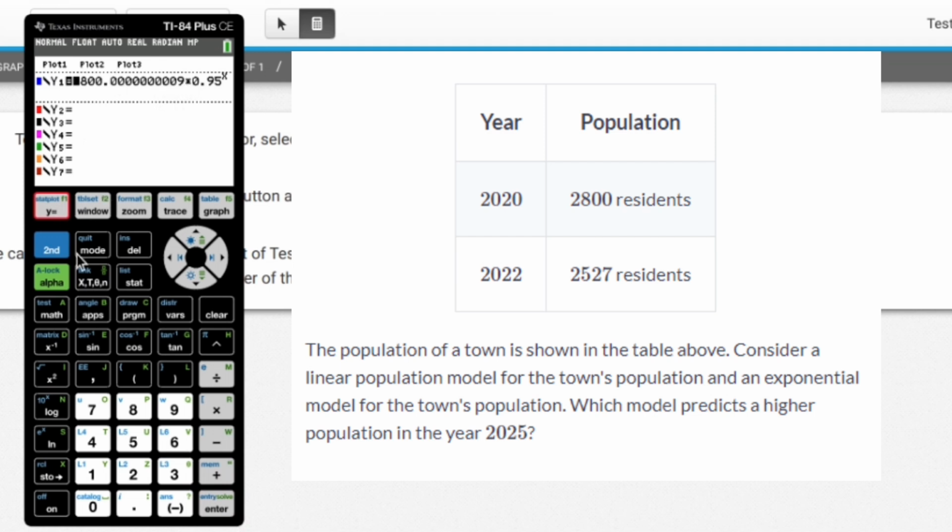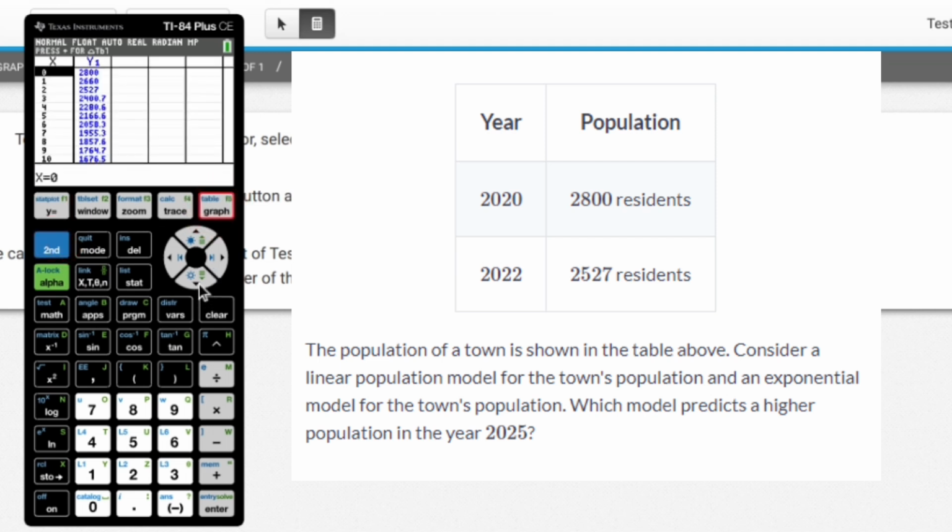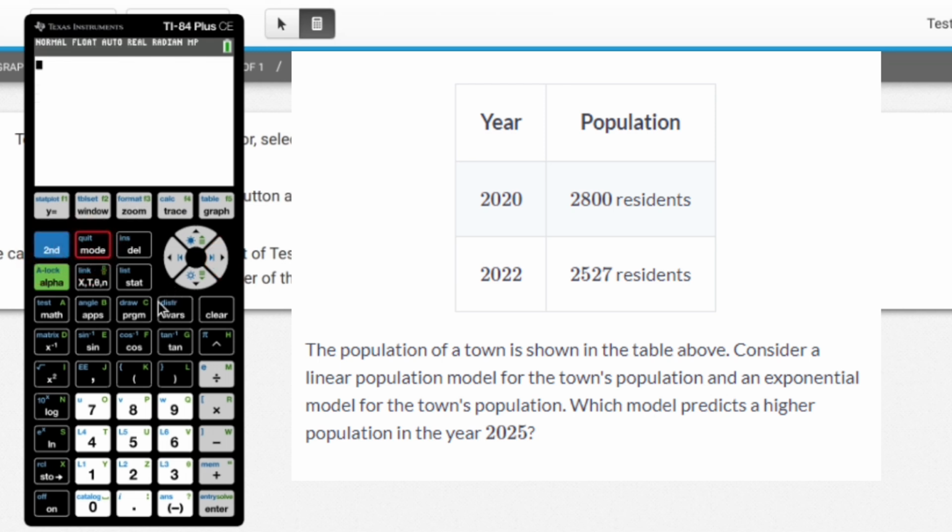I care about what happens at 5, and whatever happens at 5, I could just find out by clicking table, and I have 2,166.6. So I'll write that down when I have the opportunity. That's my one guy. So again, the exponential model gave me 2,166 point something. Now I'm going to keep the same values.